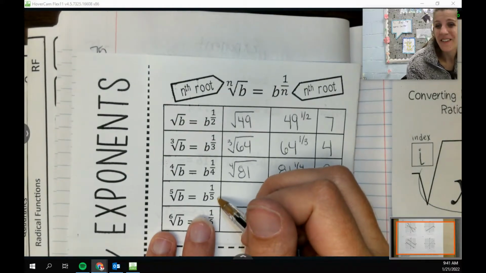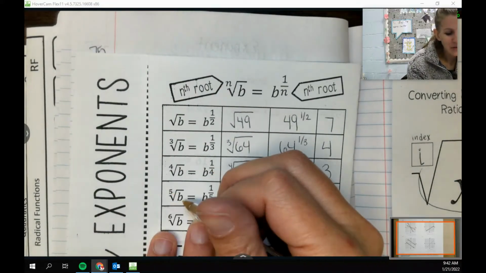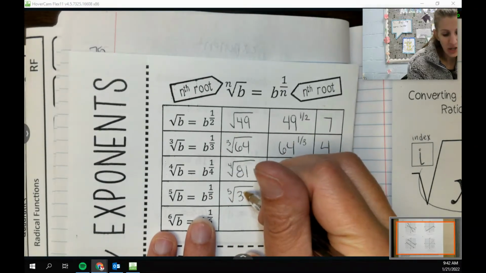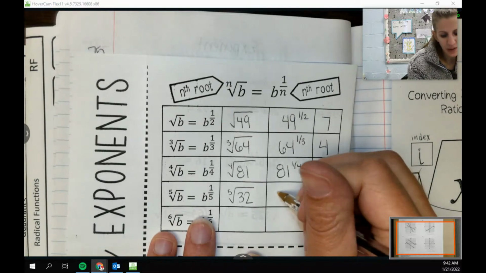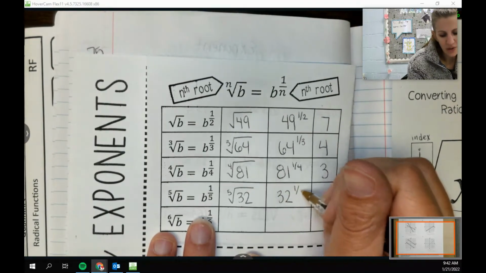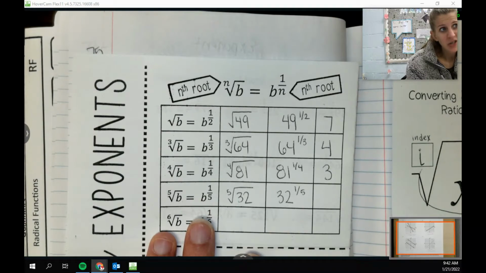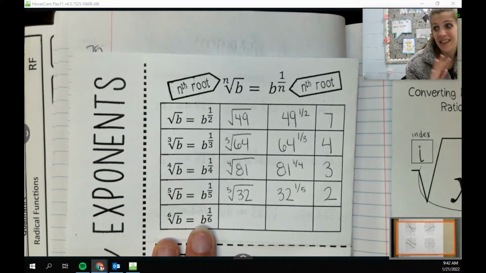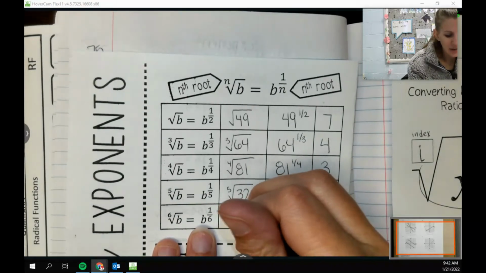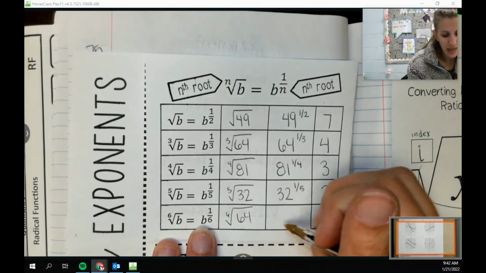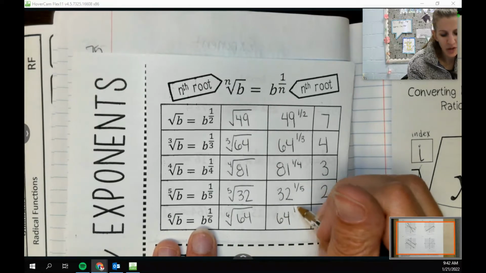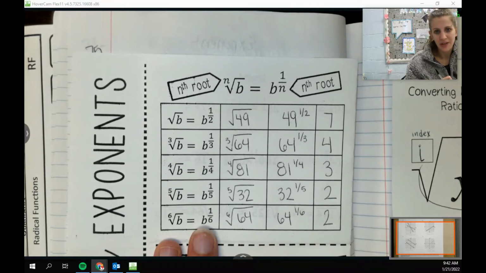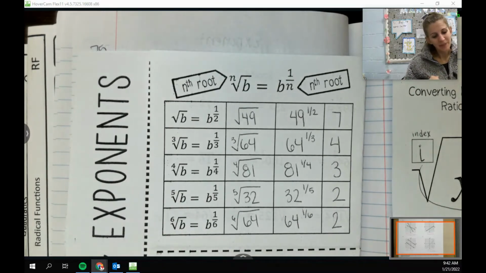We can even do a 5th. So the 5th root of b, or b to the 1/5 power, we could do something like 32. So that would be the same as 32 to the 1/5 power. And I'm pretty sure that's 2. Yeah, 2. And we can do the 6th and so on and so forth. So like the 6th root of 64, for instance, would be the same as 64 to the 1/6 power. And that would also be 2 because we got one more 2 here. And 2 times 32 is 64.